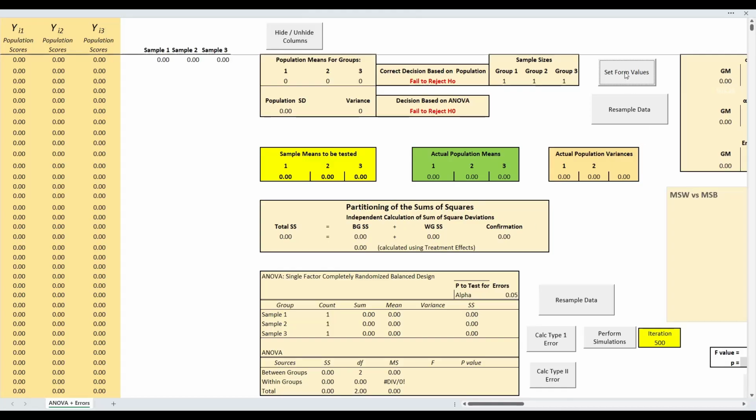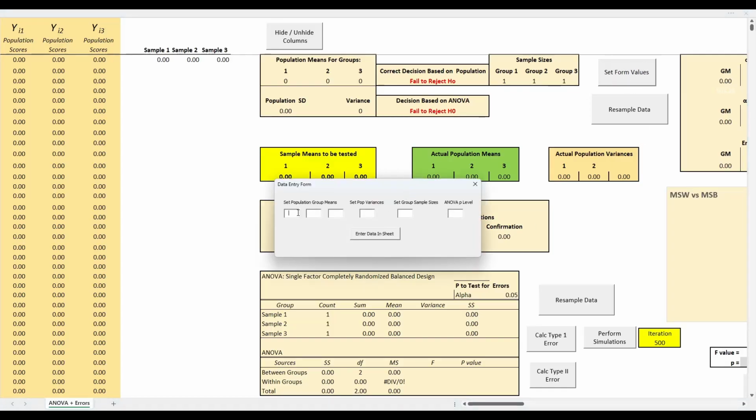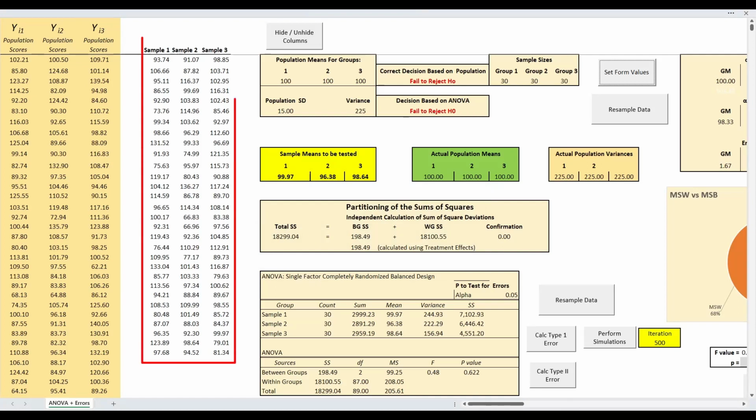Here are the settings for our first simulation. We will begin by setting all the population means to 100. The variance of all the populations will be set to 225. By doing that, we ensure that the assumption of homogeneity of variance is met. The sample sizes are set to 30, and the alpha level for the ANOVA is set to 0.05. Once we enter that data into the simulator, the first group of samples are randomly selected from our populations.